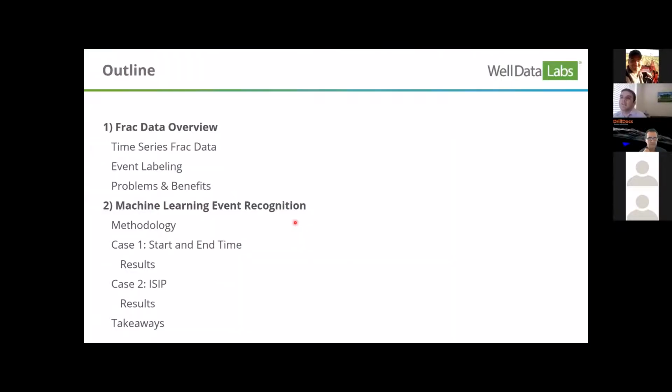So here's an outline of the presentation. I'm gonna do a frag data overview, talk about time series frag data, event labeling, and what's the problem and how our solution benefits operators. And then I'm gonna talk about machine learning event recognition. I'm gonna briefly go through our methodology, and if we have time, I'll explain two cases: the start and end time event recognition and the ISIP event recognition. And at the end, I'll give you some takeaways of this presentation.